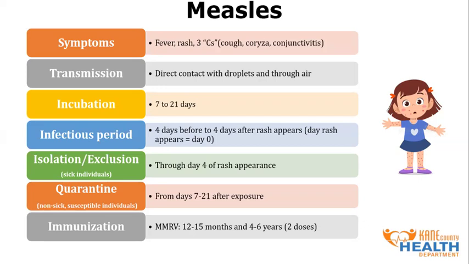An individual is considered infectious 4 days before the rash appears to 4 days after the rash appears, counting the day the rash appears as day 0. And this is why we isolate individuals through the 4th day of the rash. Anyone who is susceptible or not immune should be quarantined from days 7 to 21 after they were exposed. For vaccination, MMR should be given at 12 to 15 months and 4 to 6 years. The 2 doses are 97% effective at preventing measles.